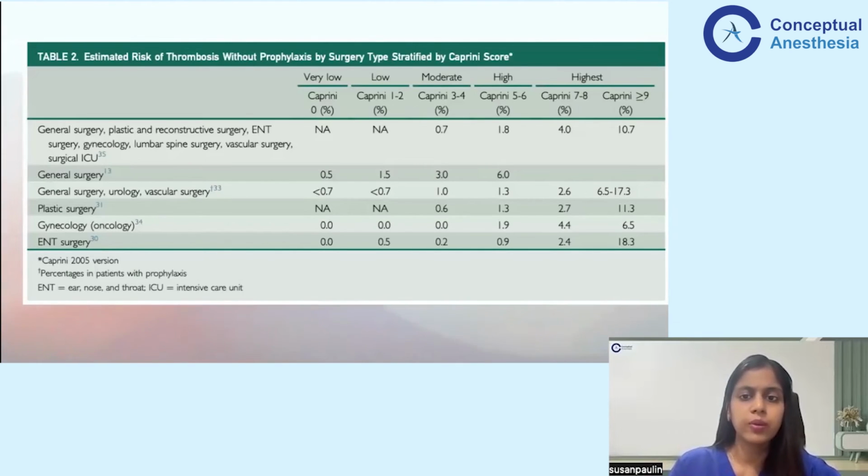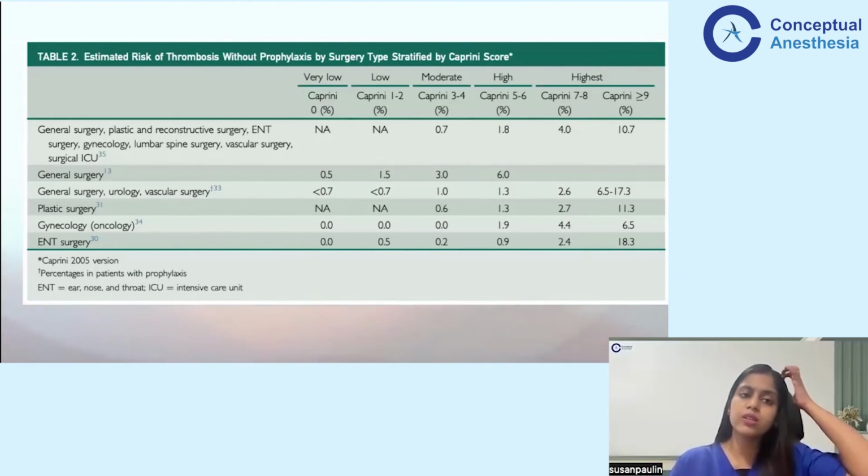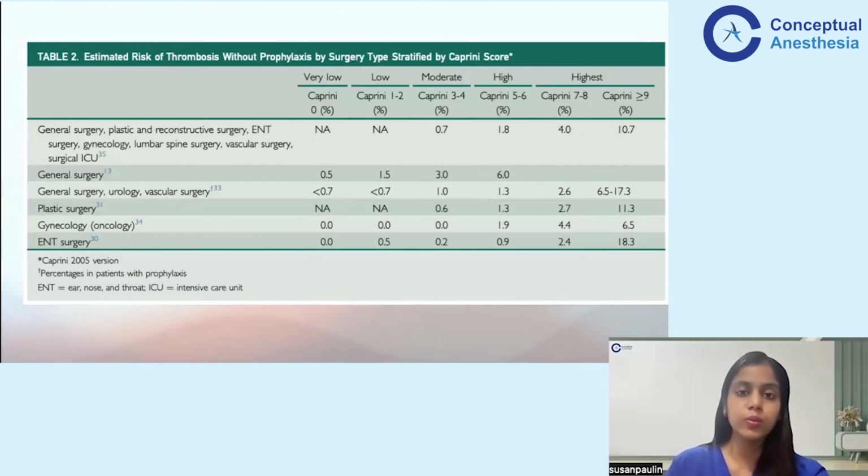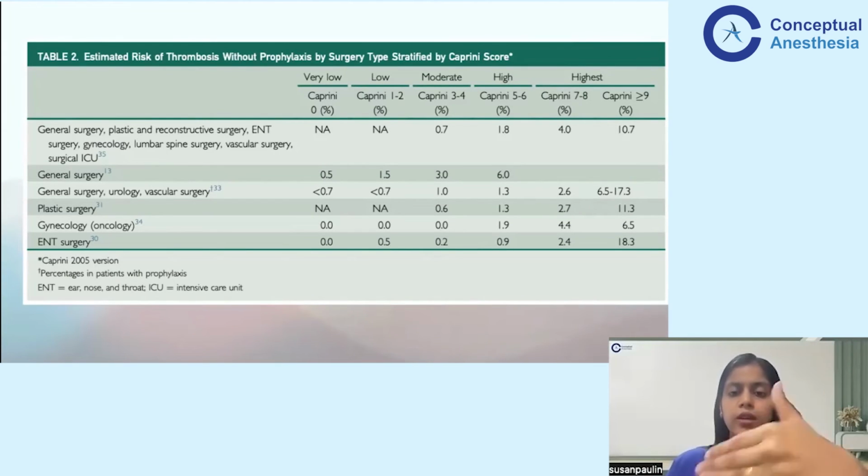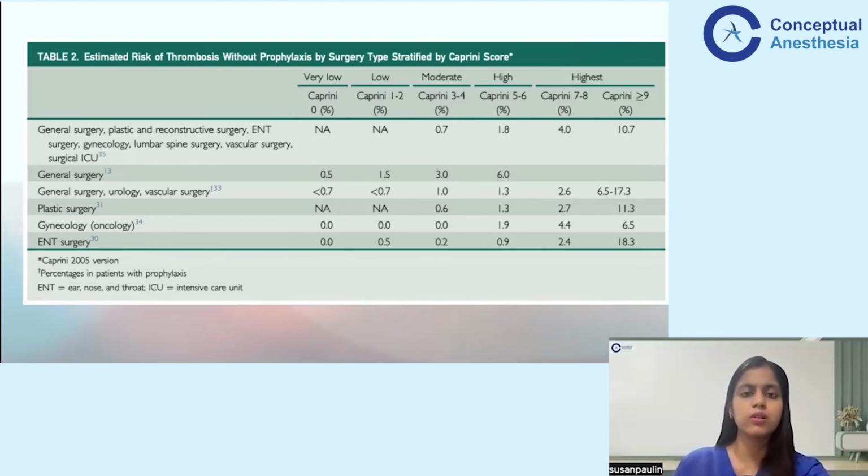As per the Caprini score, this is the risk stratification, the estimated risk of thrombosis without prophylaxis. You can see general surgery, plastic and reconstructive surgery, ENT, gynecological, vascular, and surgical ICU. Multiple major surgeries are mentioned here. As the score increases, the risk of thrombosis is also higher, and patients at the extremes of the spectrum would be required to be put on prophylaxis to prevent the high risk of embolism and thrombosis.